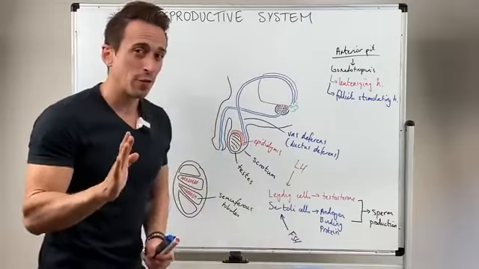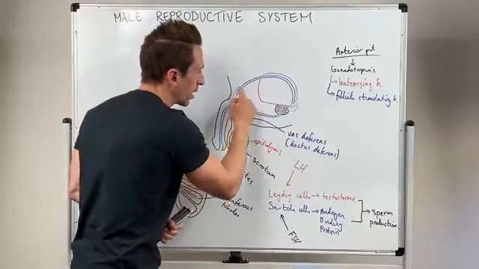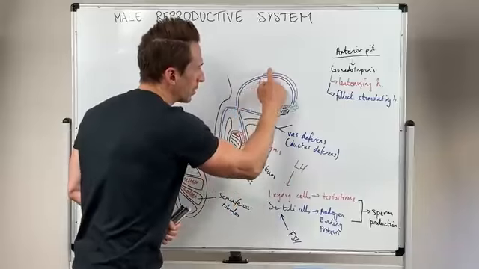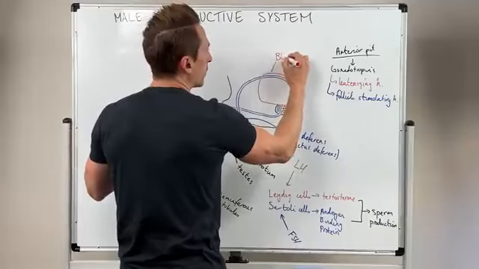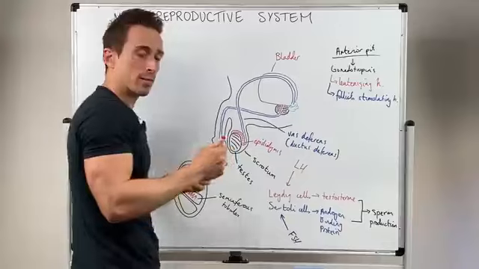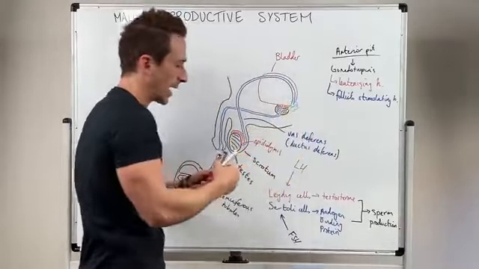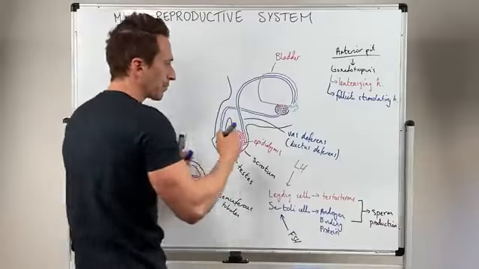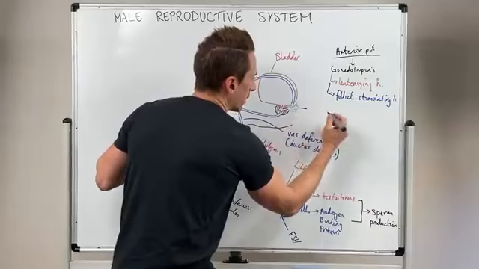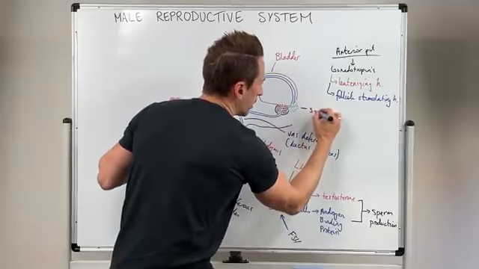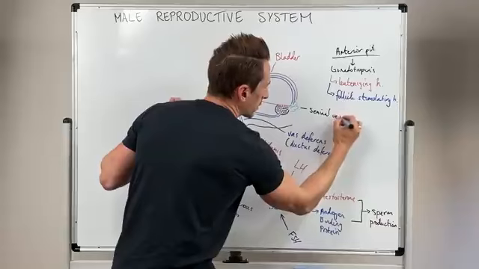So a vas deferens that is intact will transport sperm via the ductus deferens. You can see it loops around the bladder here. That's the bladder, which is part of the urinary system, not the reproductive system, and then it joins together with a gland here. Now this gland is called the seminal vesicle.